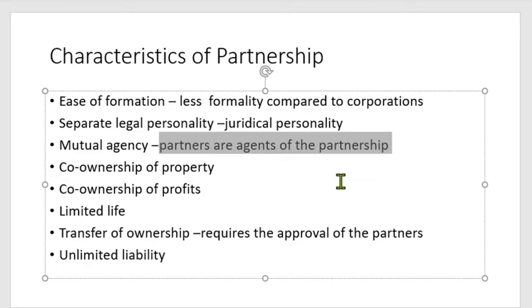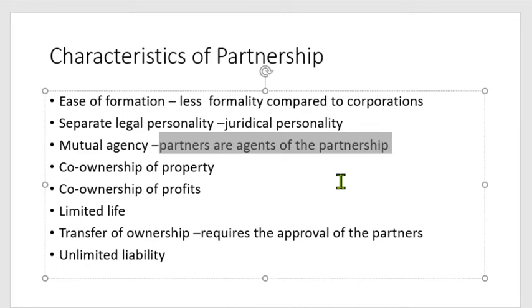So kung makikitransact ang isang outsider to a partner, we assume that it legally binds the partnership because of the concept of mutual agency. So pwedeng mag-act as agents ang bawat partner in respect to them being partners of the partnership.